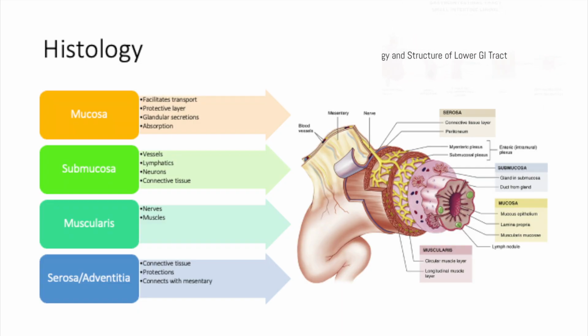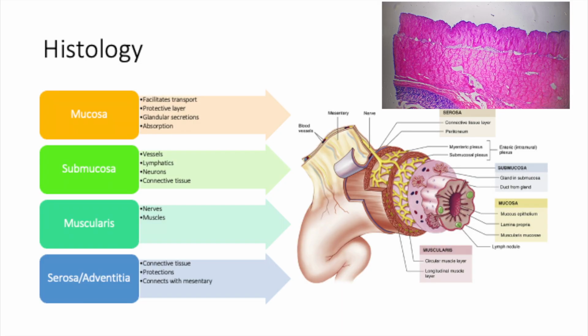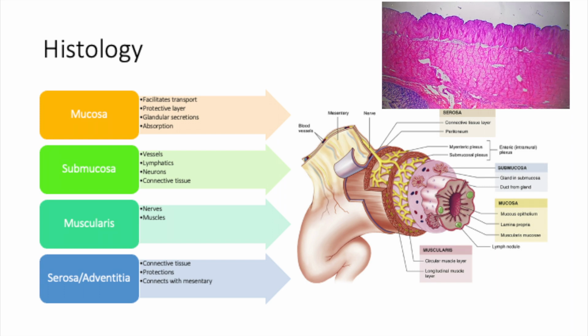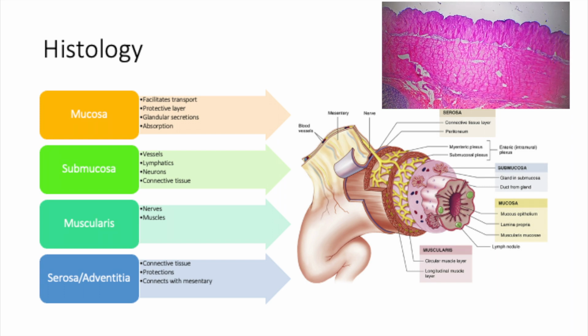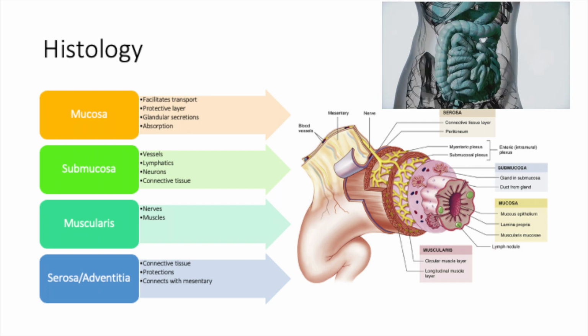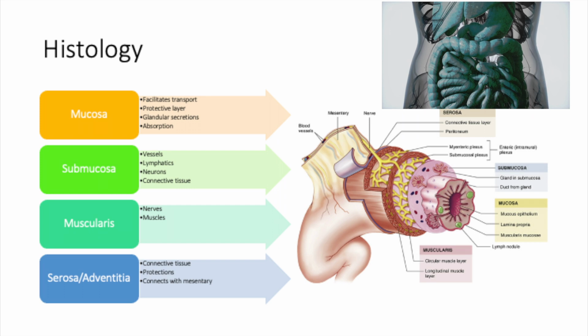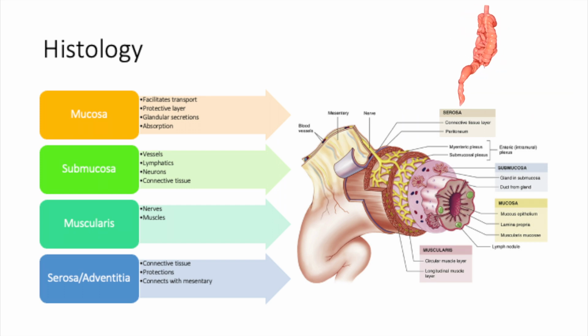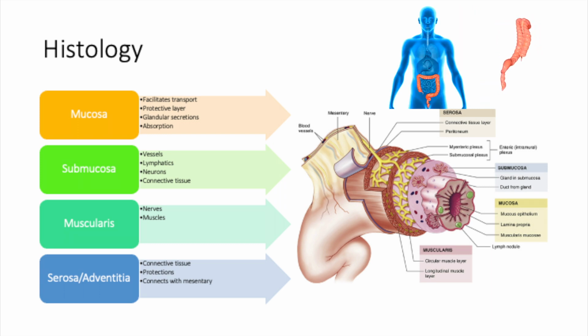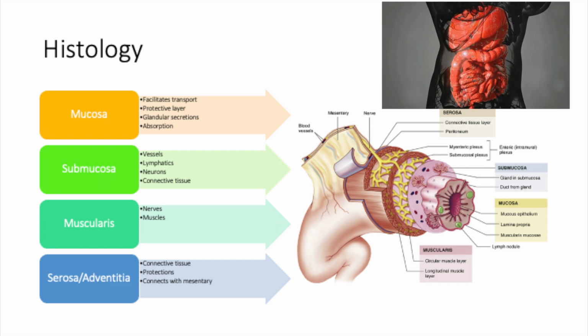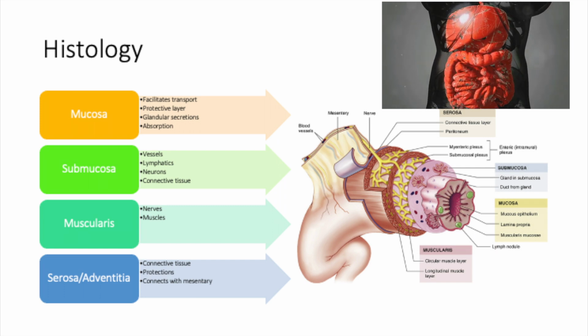Similar to upper GI histology, the lower GI tract is composed of 4 layers: the mucosa, submucosa, muscularis, and serosa or adventitia. There are some differences as we progress through the lower GI tract. In addition to transportation, protection, and glandular secretions, the mucosa now serves to absorb nutrients and water through specialized structures found in the small and large intestine. The other 3 layers serve the same purposes as in the upper GI tract.